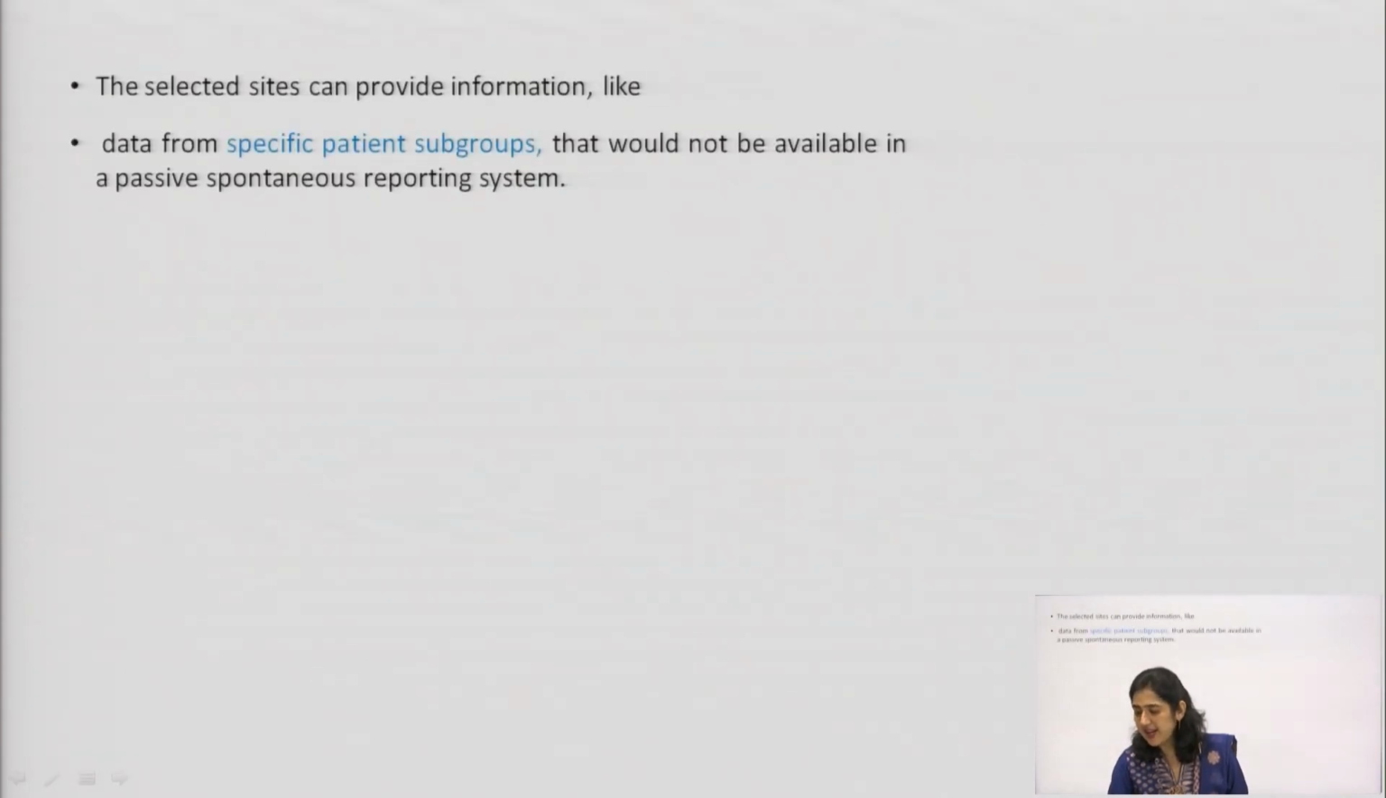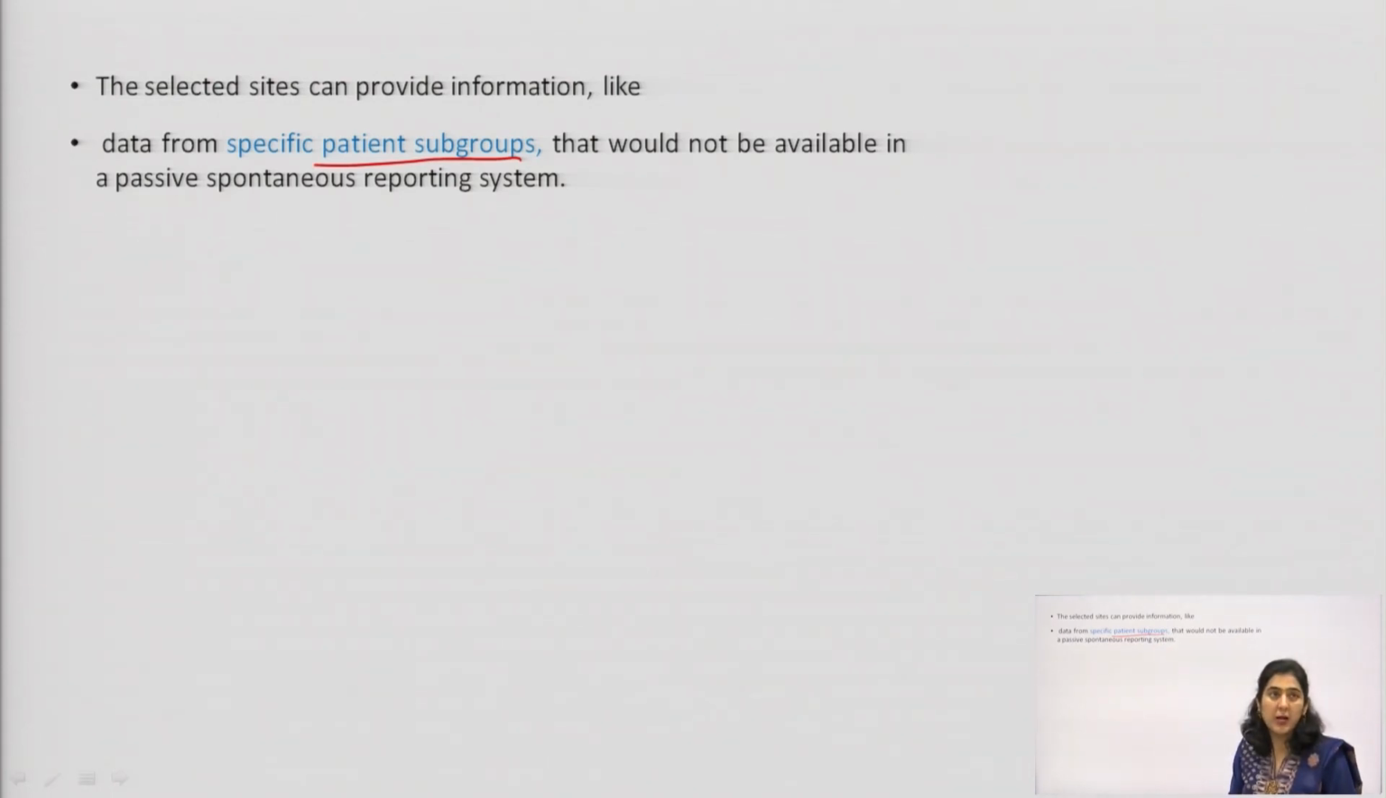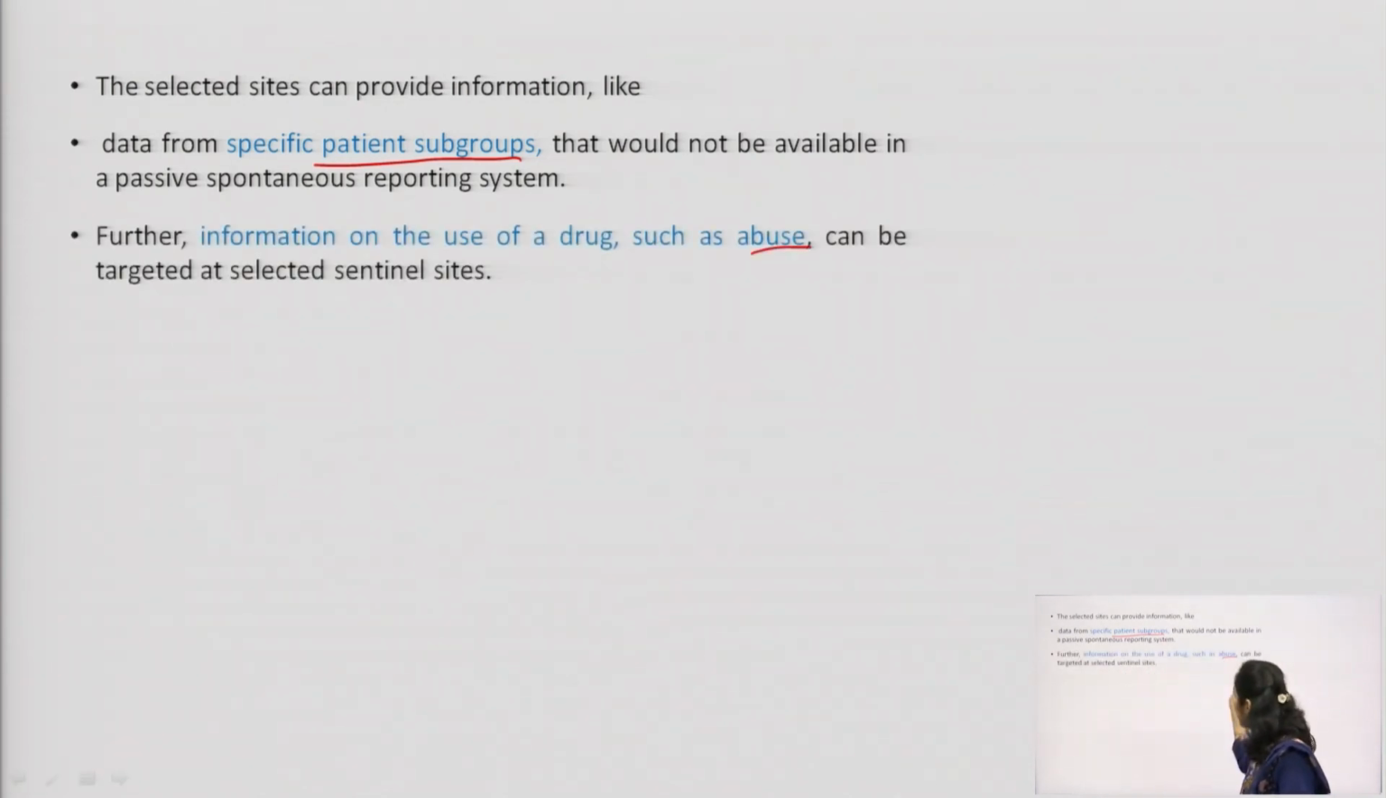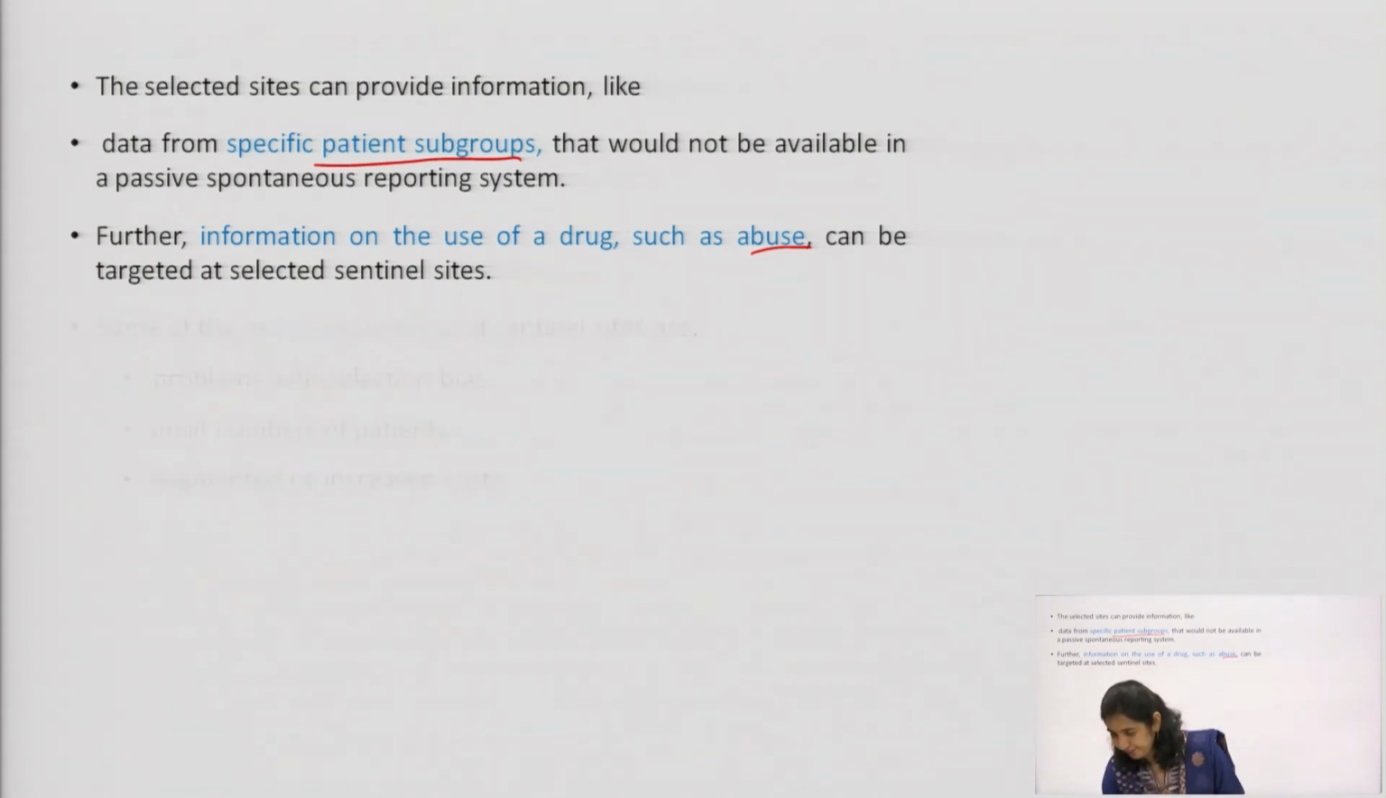The selected sites can provide information, like we can get data from specific patient subgroups that would not be available in a passive spontaneous reporting system. Further information on the use of drugs: maybe हम drug abuse centers में जा सकते हैं और वहाँ पर जो लोग use करते हैं, मतलब ऐसी क्या drugs use हुए हैं जिसका abuse हुआ है, तो हम information collect कर सकते हैं.